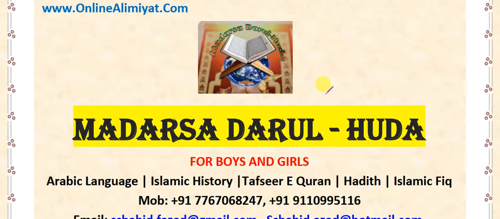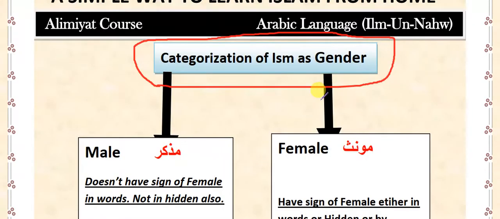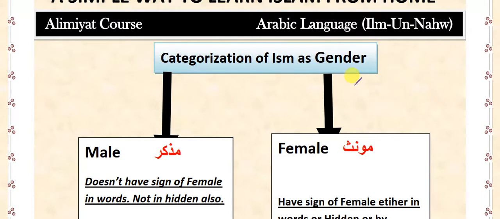In this video, we are going to learn about the categorization of ism as male and female, or on the basis of gender. There are two types of gender: the first one is male and the other one is female. In this video, we are going to learn the skill, or the rules, by which we can easily recognize any kind of ism, whether it is male or female.